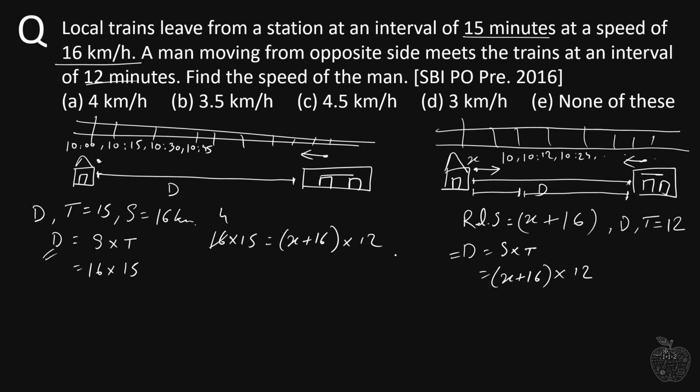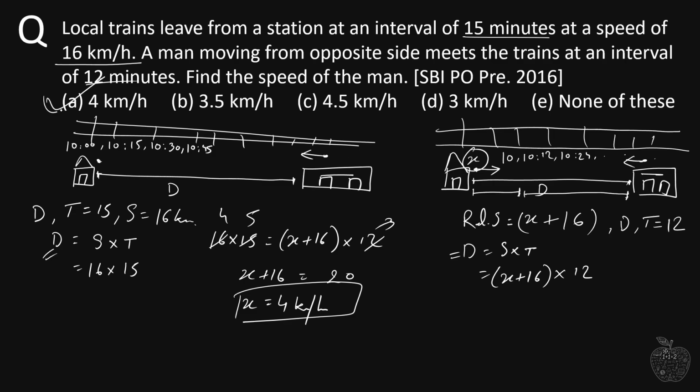So 4 4s are 16, 4 3s are 12, 3 1s are 3, 5 4s are 20, so we get x plus 16 is equal to 20. So x is equal to 20 minus 16, which is 4 kilometers per hour. This is the speed of the man, and that is what we are asked in the question. Find out the speed of the man, which is 4 kilometers per hour. So here option A is the correct one.